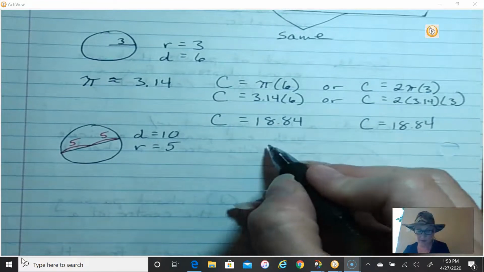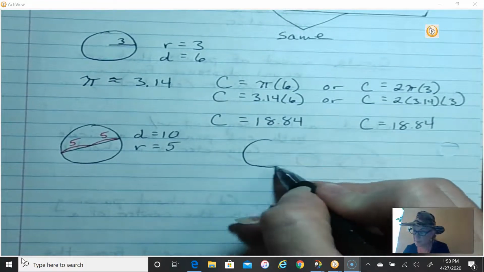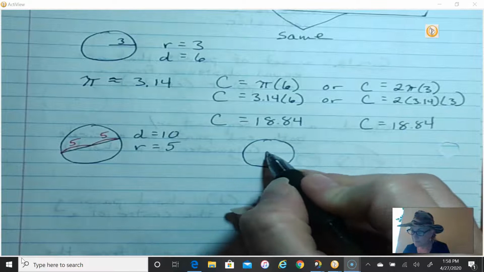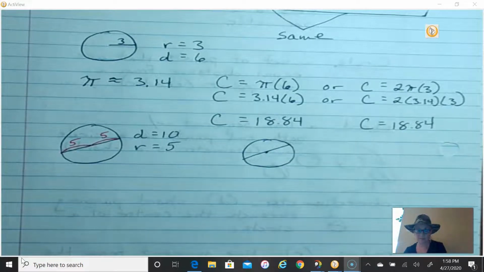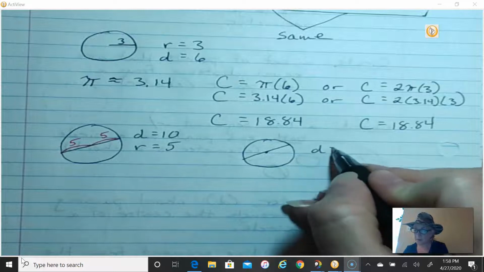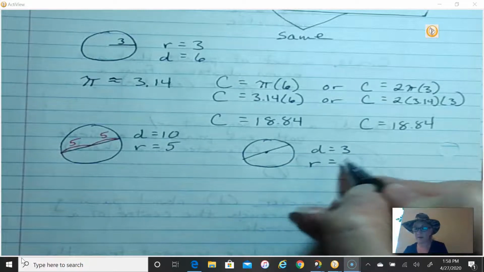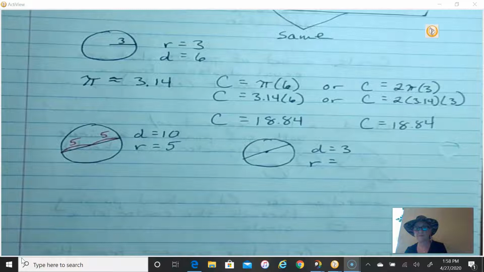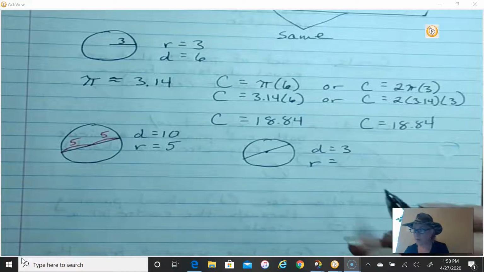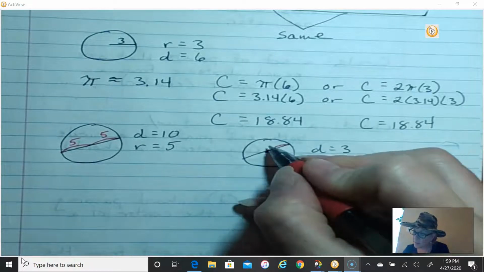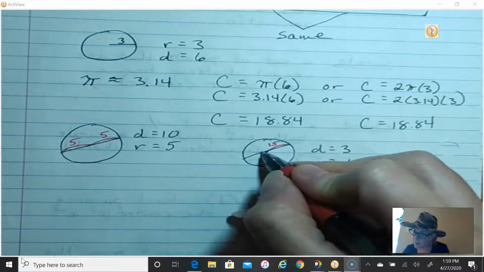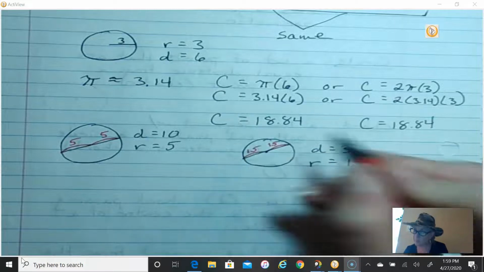What if the diameter is 3? Then what's the radius? Half of 3, 1.5. Right here, from here to here is 1.5, and from here to here is 1.5. Okay?